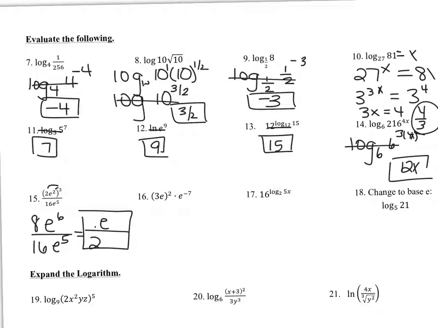So if I look at the next one, I have to distribute that squared. So 3 squared is 9e squared times e to the -7. So now I have 9e to the -5th, which is just 9 over e to the 5th.